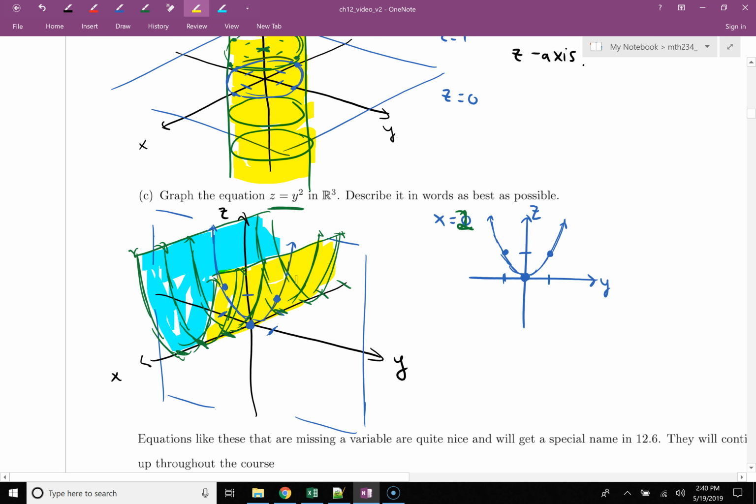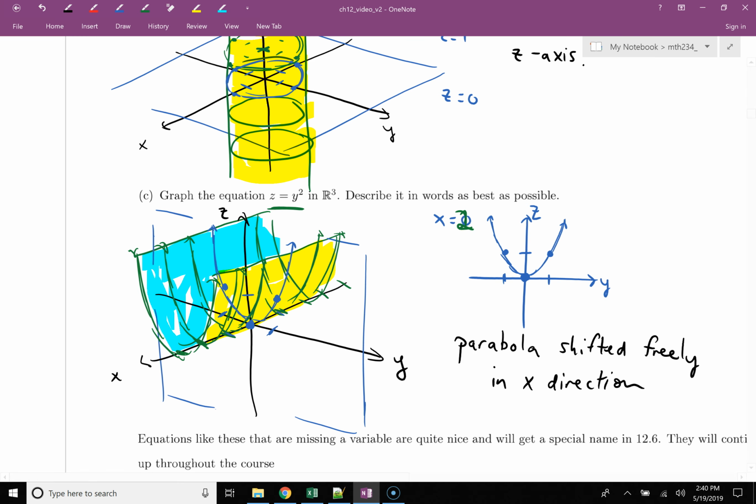All right, so this right here, in words as best as possible, trying to describe this thing. Well, I would say that this is a parabola, and I'll say it's shifted freely in the x direction. It's a little bit better than just like a plate of ribs, I suppose.